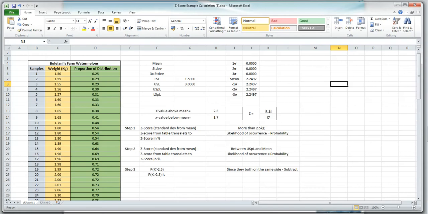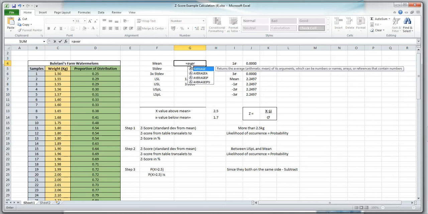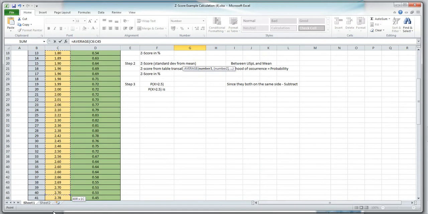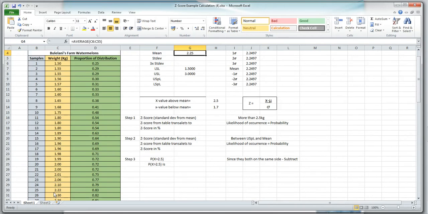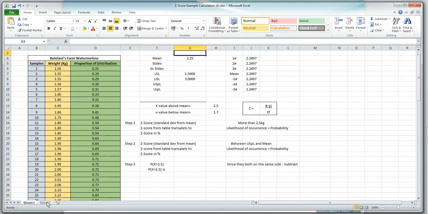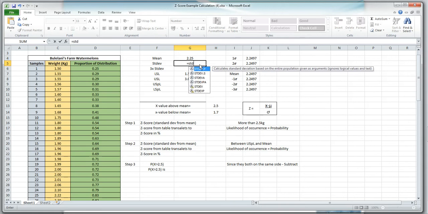Let's quickly look at this data. We need to know the mean in order for us to calculate the Z-scores. Let's work out the mean. We'll say equals average. The average would be of the data selected, the total 50 points of data. And then that gives us 2.25. That's our mean. And then let's work out our standard deviation. We would say equals standard deviation.